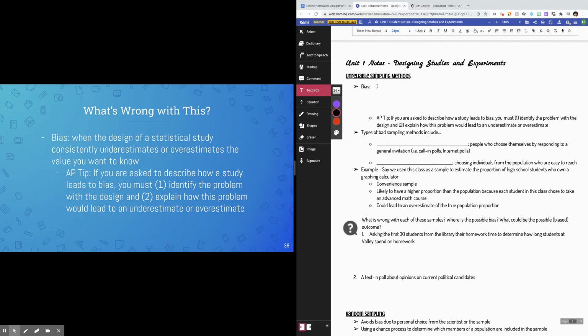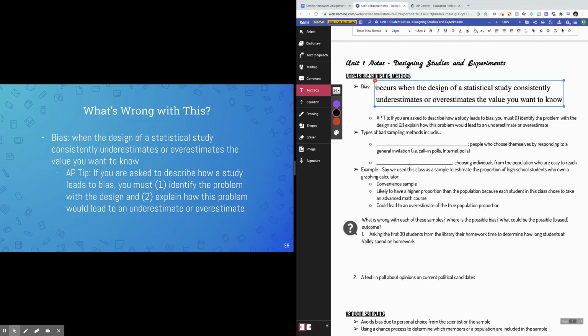So here is the statistical definition of bias, okay? Bias occurs when the design of a statistical study consistently underestimates or overestimates the value you want to know.